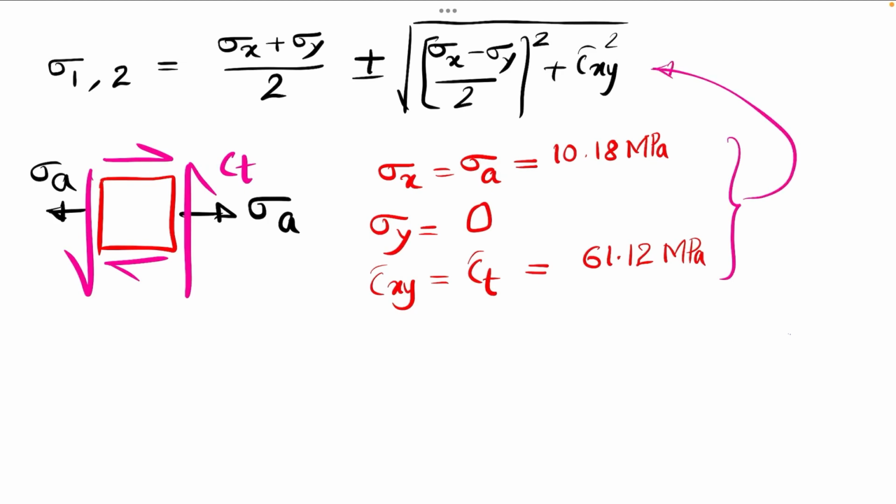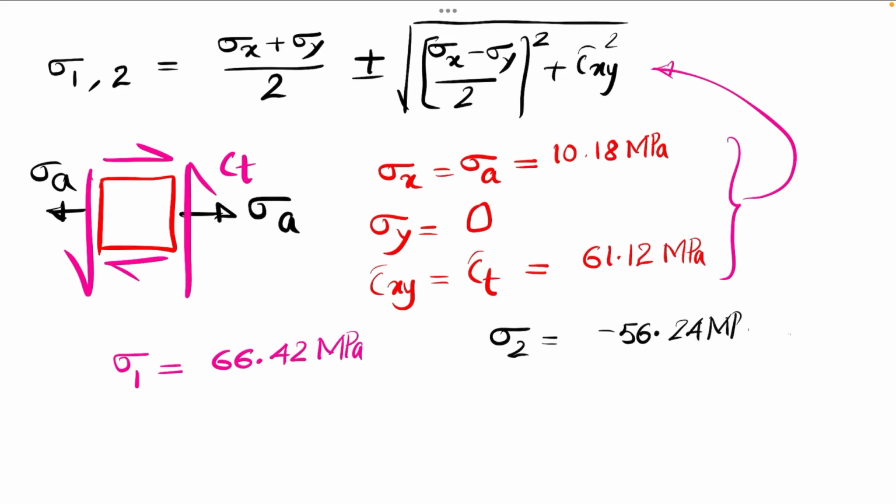So these values you can substitute into this equation, which is given on the previous page. Then you will get the maximum principal stress sigma 1. This value will be equal to 66.42 megapascal, and the value of sigma 2, the minimum principal stress, will be minus 56.24 megapascal. So from this sigma 1 and sigma 2, you can evaluate the maximum shear stress, which is equal to sigma 1 minus sigma 2 divided by 2.